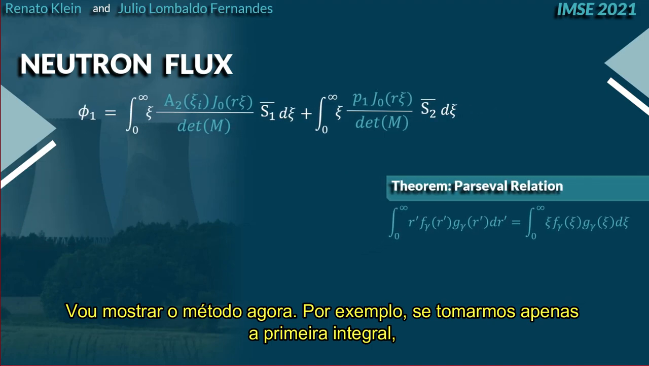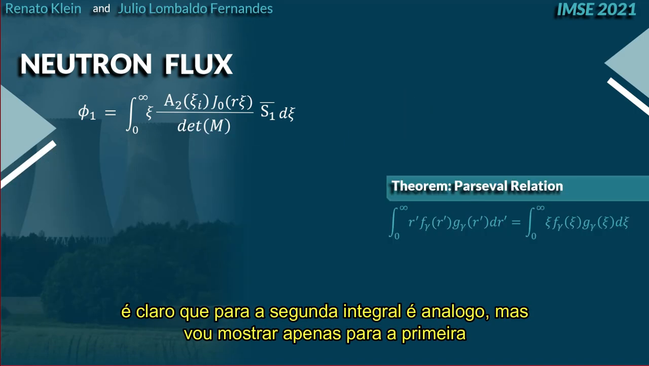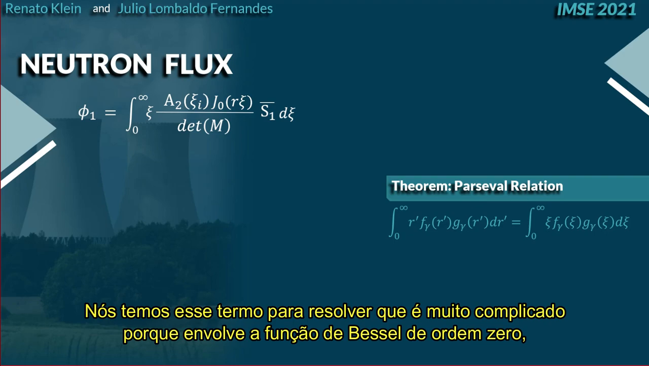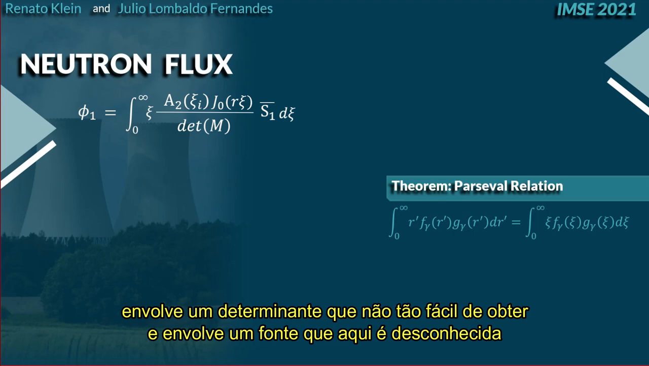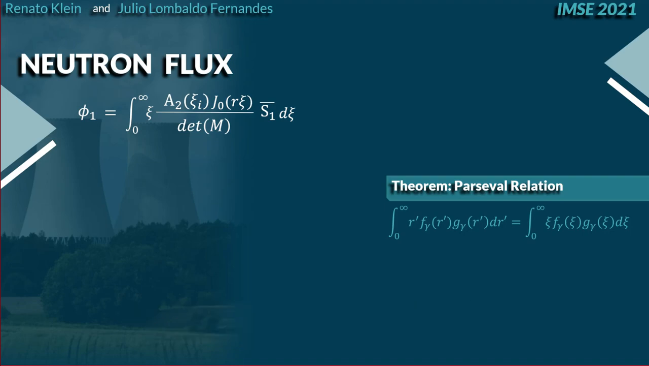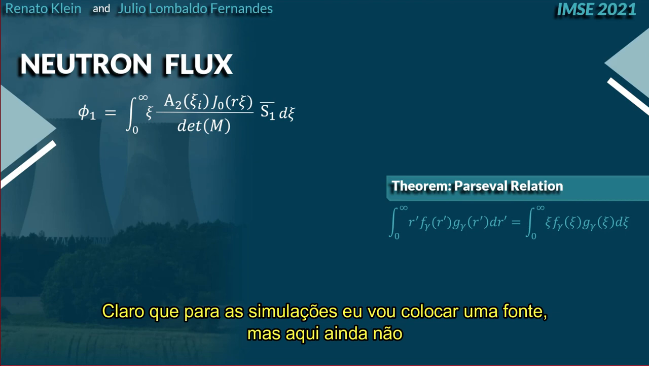For example, if we take just the first integral. Of course, for the second integral, for the second term, it's analogous, but I will show the first one. And we have this term to solve. That is very complicated because it involves a Bessel function of order 0, involves a determinant that is not easy to compute, and it involves a source that here is not null. Of course, for the simulations, I will put a source, but here, not yet.